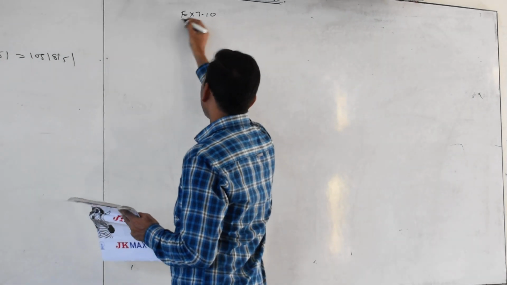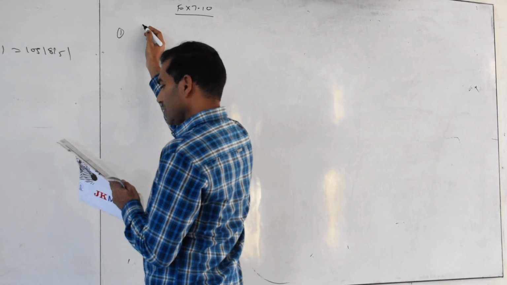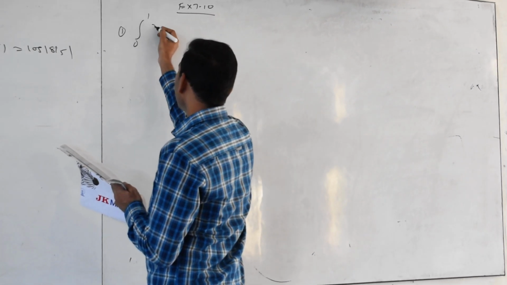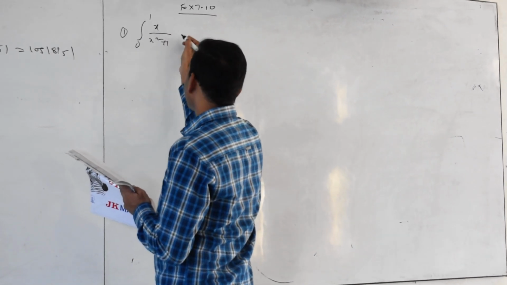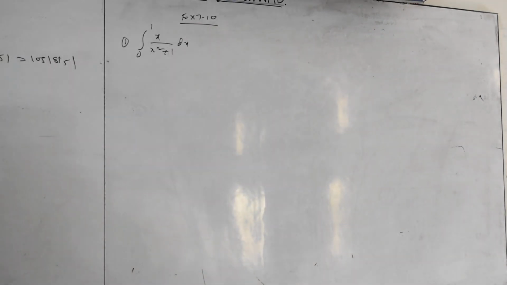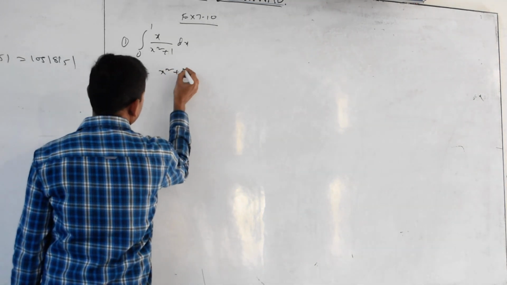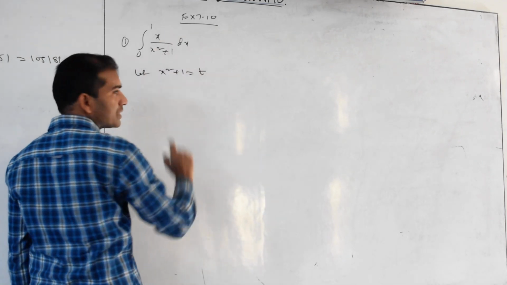Exercise 7.10. Evaluate the integral by using the substitution method. First question is the integration from 0 to 1 of x by x square plus 1 dx. Let x square plus 1 equal to t, because its derivative is present.